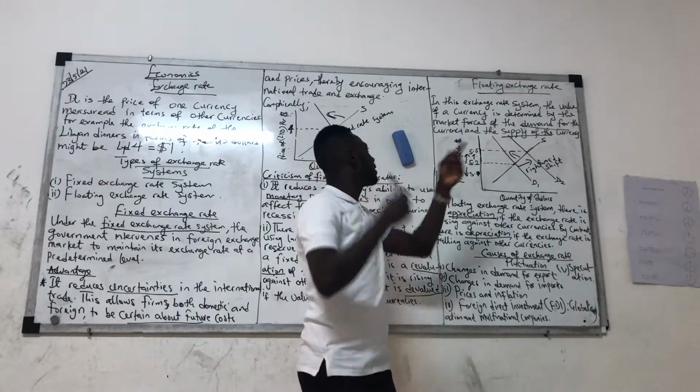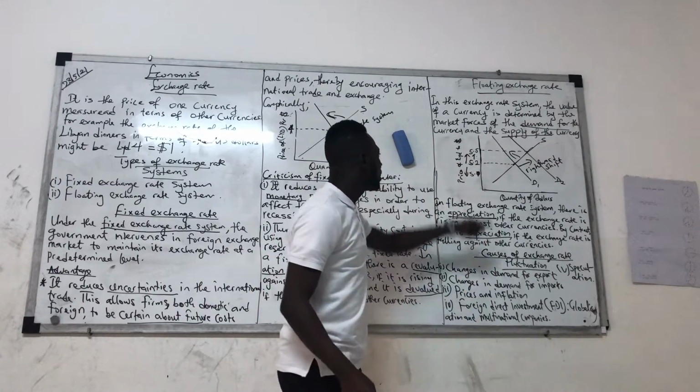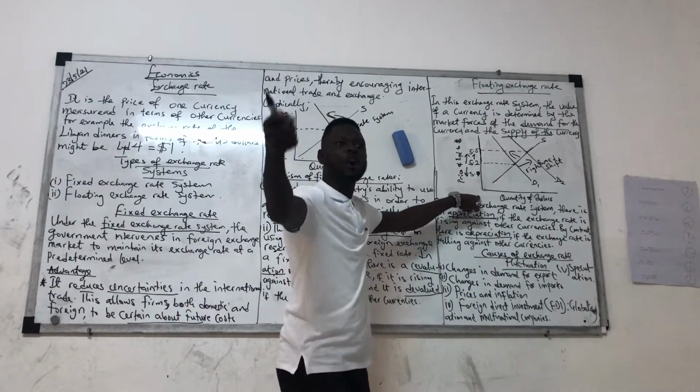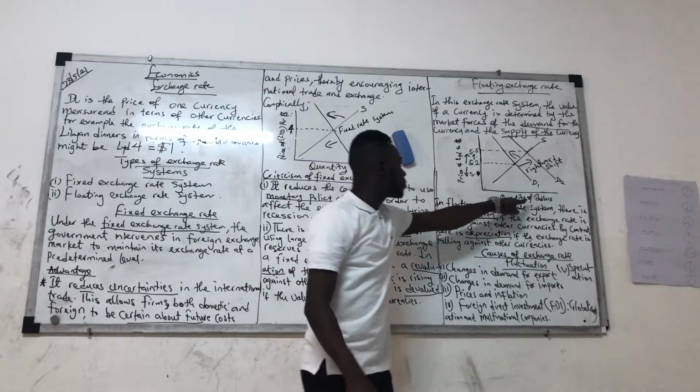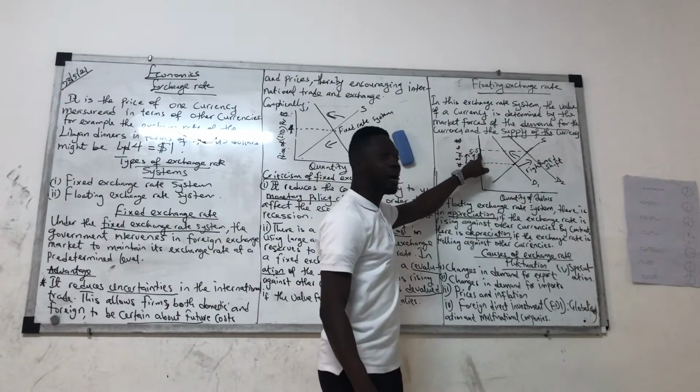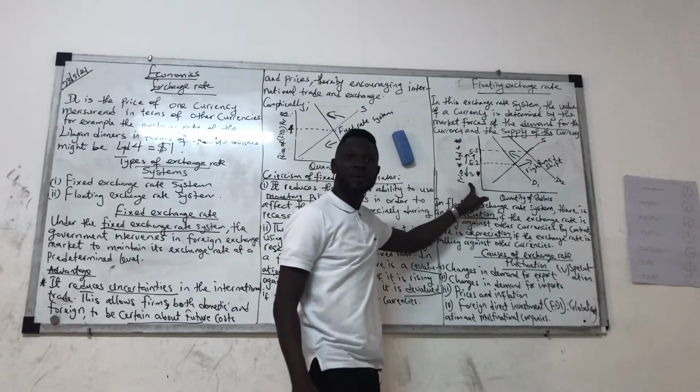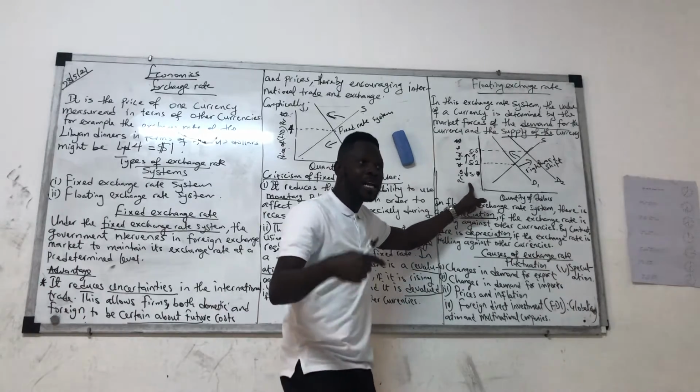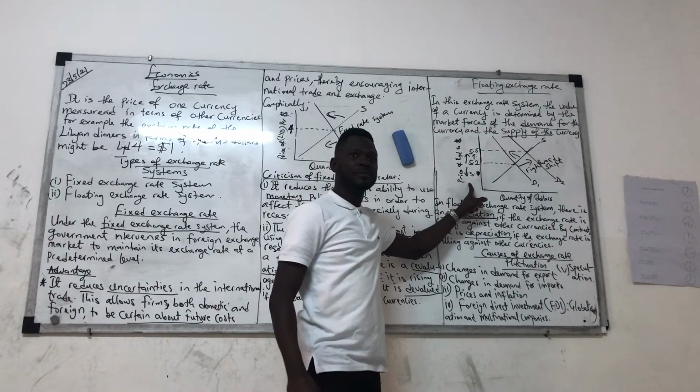Don't look at the increase here. Look at the fall here regarding the dollars. Before now, $1 would buy 5.5. Now $1 is going to buy 5.0. That means our dinar is rising. Yes, sir, I got it.